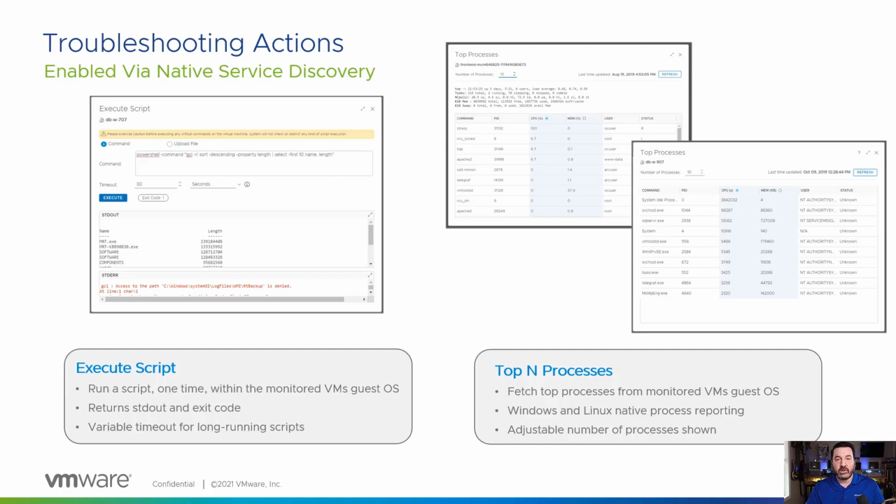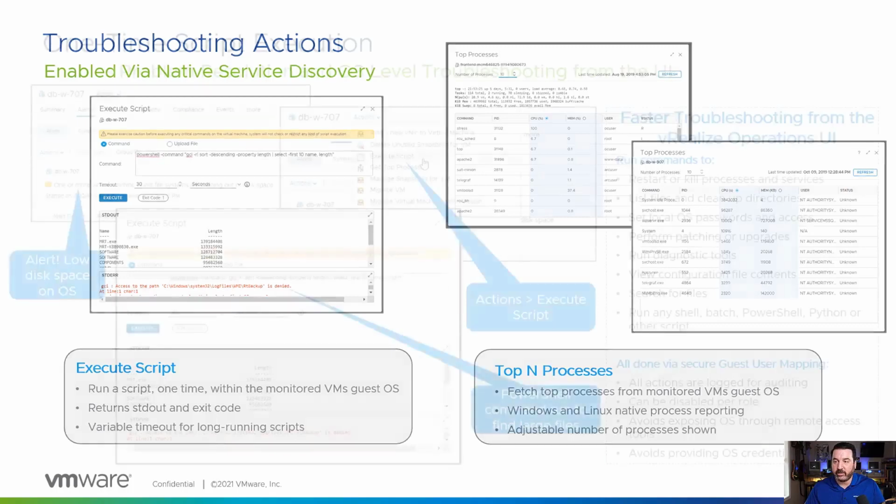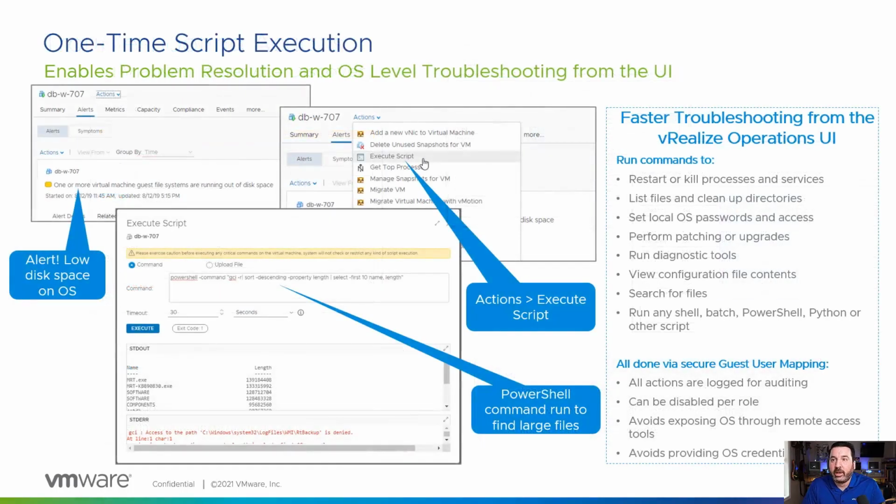So we do have a lot of security built around that within vRealize Operations. Taking a closer look at the script execution here, within the virtual machine actions drop-down menu, the execute script option is available. Here we're looking at a virtual machine that got an alert that says one or more guest file systems is running out of space. Well, I can run into the virtual machine and execute a script here.